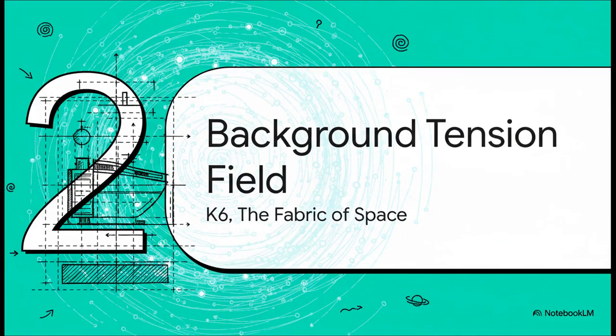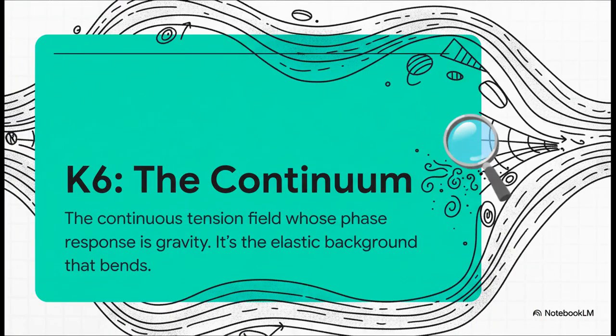All right, so we've got our container, now we need to give it some substance, right? This is where the background tension field comes in, which this model says is the fundamental fabric of spacetime. The model calls this K6, and it's not a particle, it's not a force like you might think, it's a continuous tension field, kind of the underlying elastic background of the whole universe. And here's the kicker, the really profound part. The model says that the phase response of this field is what we feel as gravity.